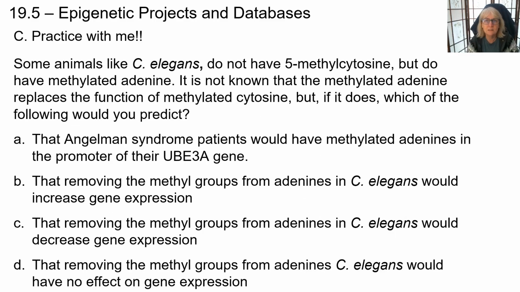Longer question. C. elegans is a nematode worm. It's a big white worm. It's really well studied. It makes an incredibly good organism and we talked about it a million years ago. It doesn't have methylcytosine, so it works a little bit differently. But maybe they have methylated adenine. We don't know if methylated adenine is the same thing as methylated cytosine. We don't know if it serves the same function, but let's assume for this question that it does. Which one makes sense, A, B, C, D, if methylated adenine acts like methylated cytosine? I'll give you a minute.